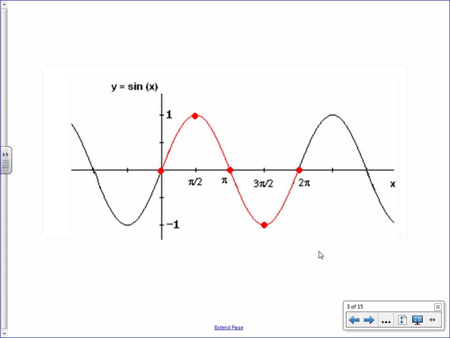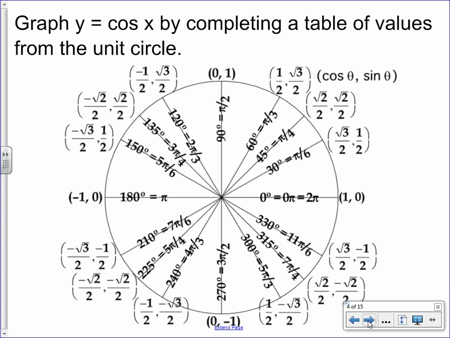Are you ready for cosine? Now when we look at the unit circle, I'll go back to that cool GIF here in a second. Sorry, I said GIF. I meant GIF. Thank you, Lisa.